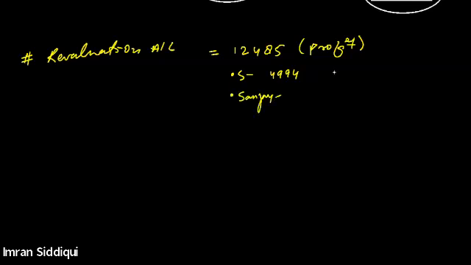All right. Just note down the answer of the revaluation account. So see, in the revaluation account, we will have a profit of 12,485. And we need to distribute it among Shyam and Sanjay. Shyam will receive 4,994 out of it, and Sanjay will be receiving 7,491.